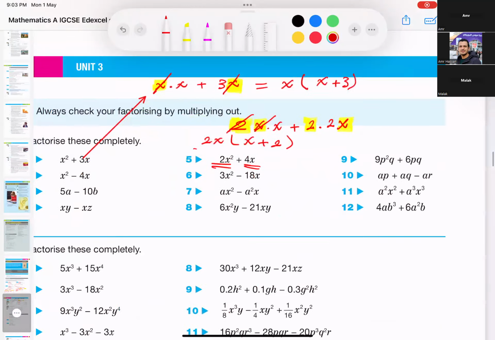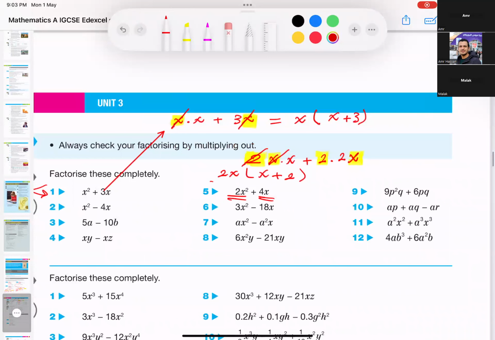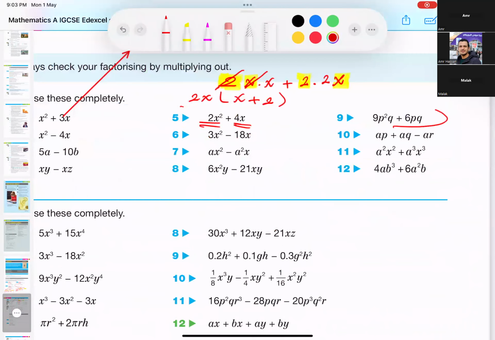Let me try to go over the third one. Yeah, we have done it in order, but anyway, it's not a big deal. So let me try to do it right over there.